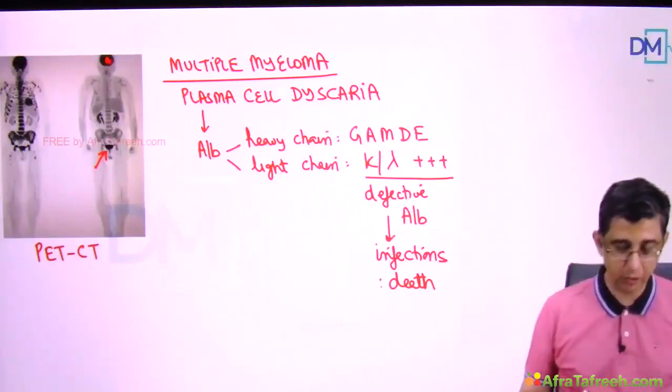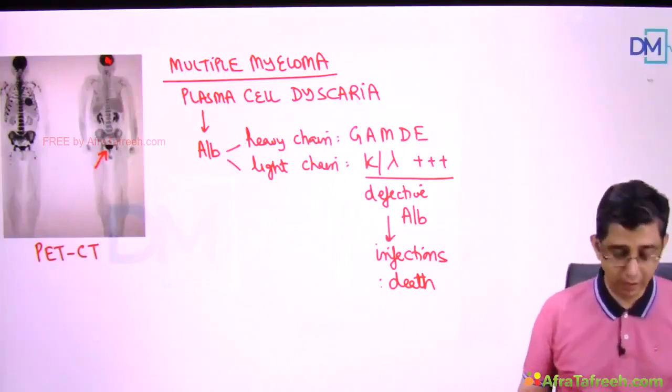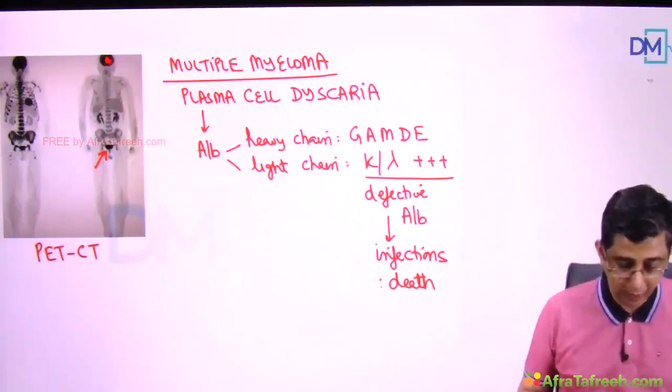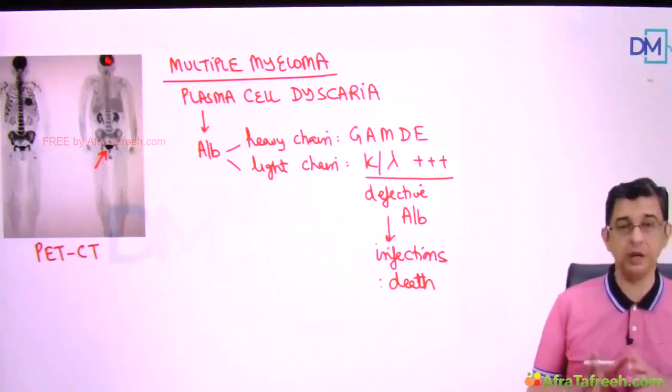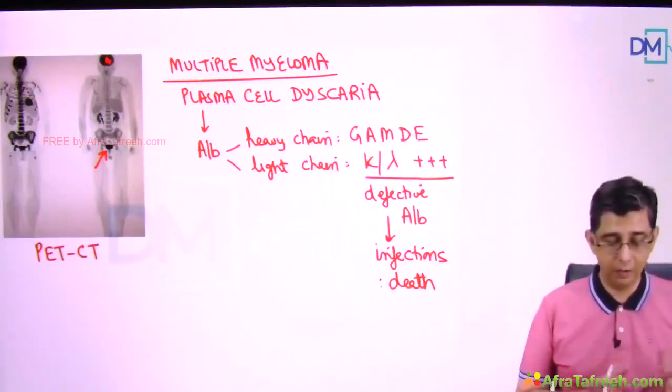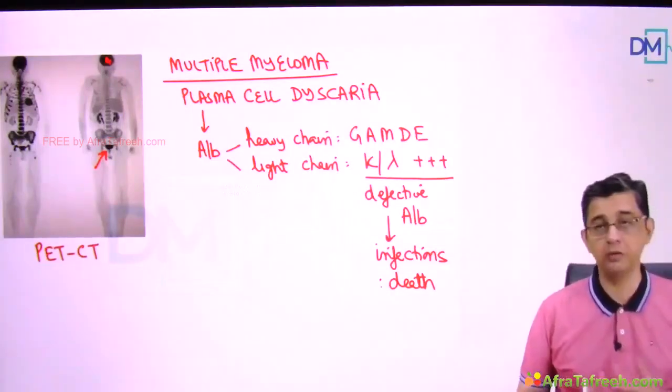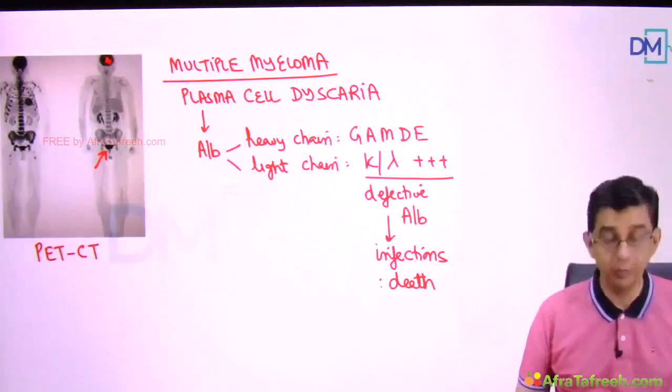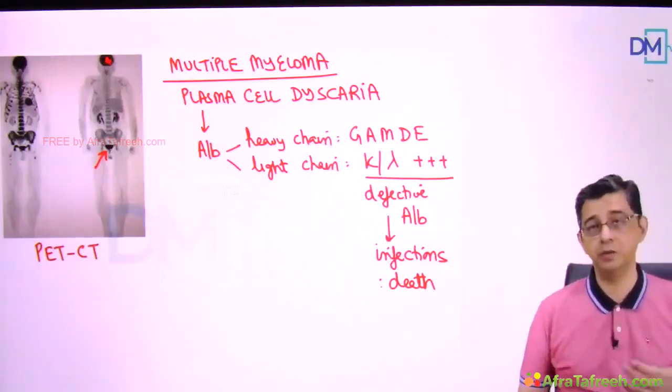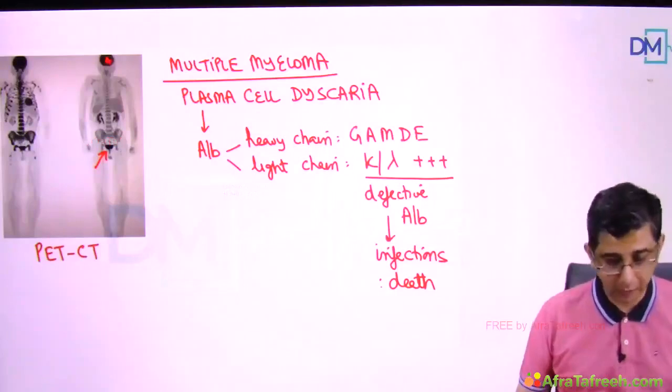But at the same time, you can also notice some focal active areas. Where are those focal active areas? They are located in the ribs and in the pelvis of the patient, and that's very characteristic. Pelvic involvement, vertebral involvement, and rib involvement are features of multiple myeloma, which explains bone pain, one of the common symptoms encountered in patients of multiple myeloma.